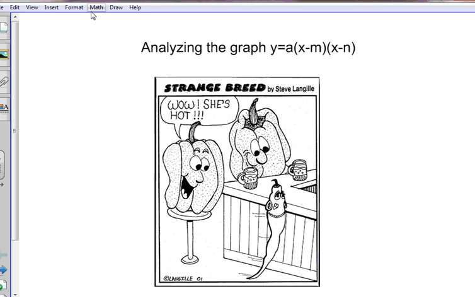Formalizing the equation y equals a times (x minus m) times (x plus or minus n). So this is another form. What does it say on your yellow sheet? What is this called? Factored form. Does it look factored to you? Yeah. Remember from when we factored last year? So that's factored form. Remember (x minus 2)(x plus 2), for example?